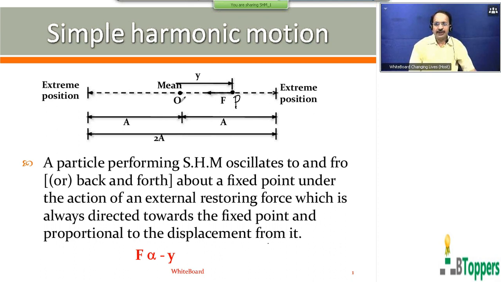Here this fixed point is called the mean position, denoted by O. y is the displacement from the mean position or fixed point. And F is the instantaneous value of the external force on the particle which is performing linear SHM. So mathematically we can write F is proportional to minus y. The negative sign indicates that the external force is directly opposite to the displacement y from the mean position.